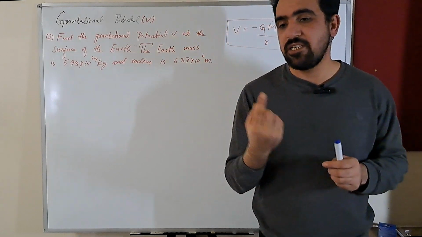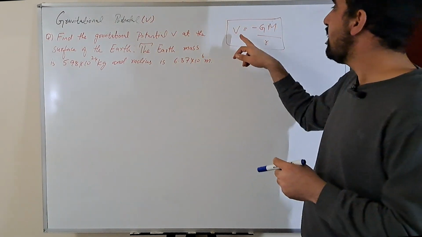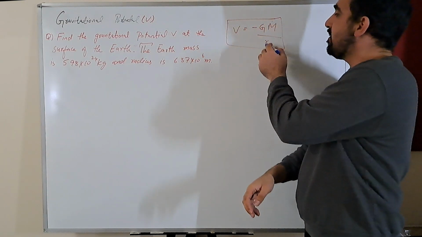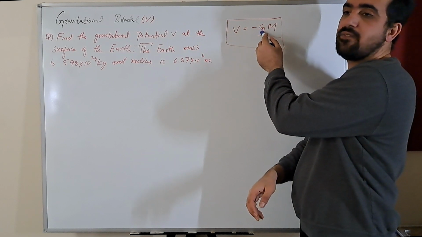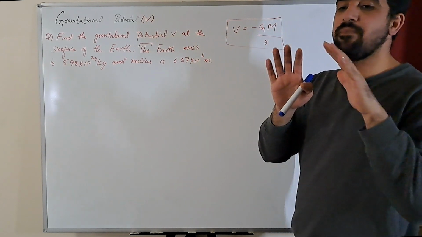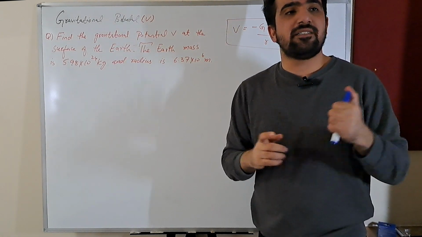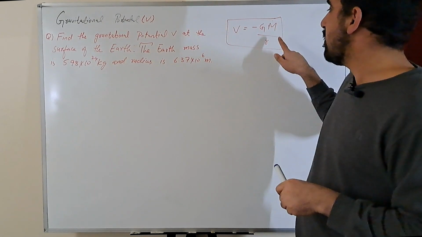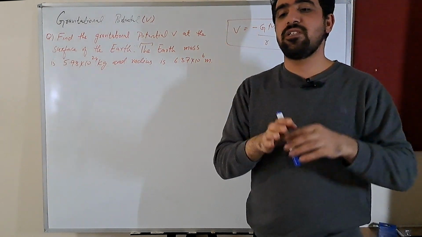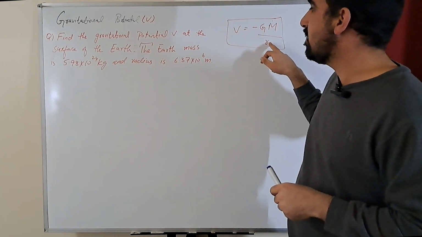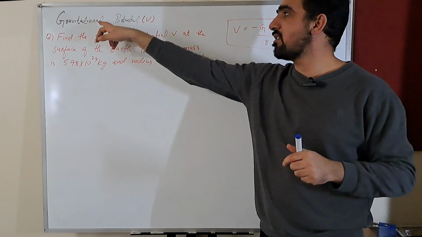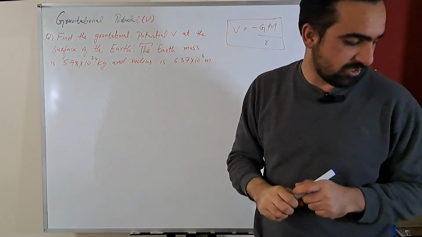Potential energy per kg is called gravitational potential, and is minus GM divided by r, where G is the gravitational constant, M is the mass of the object, and r is the distance from the center of the object to that point where we are calculating the gravitational potential.